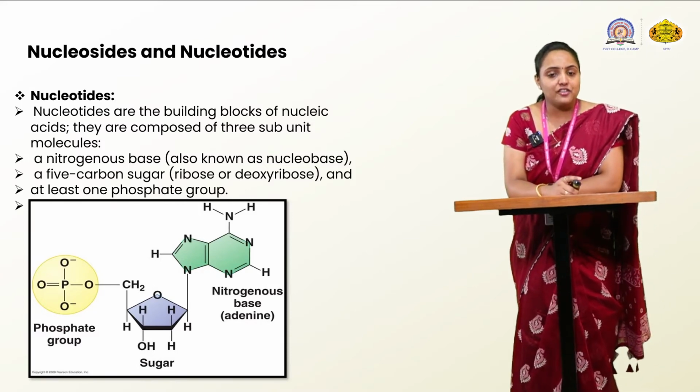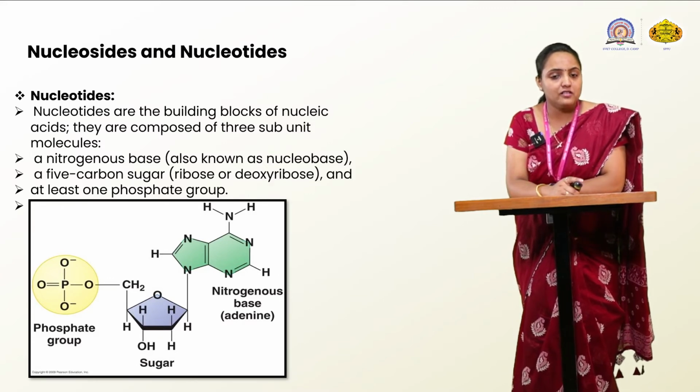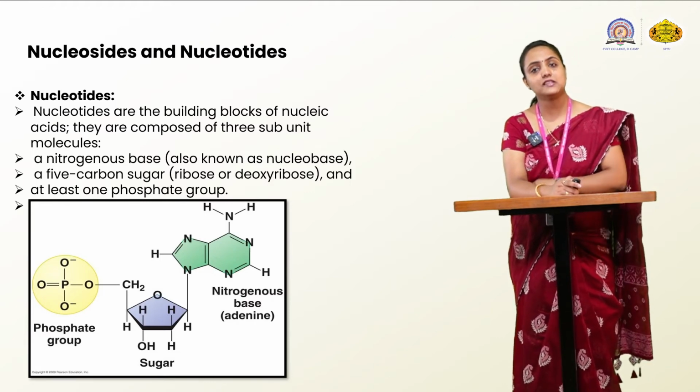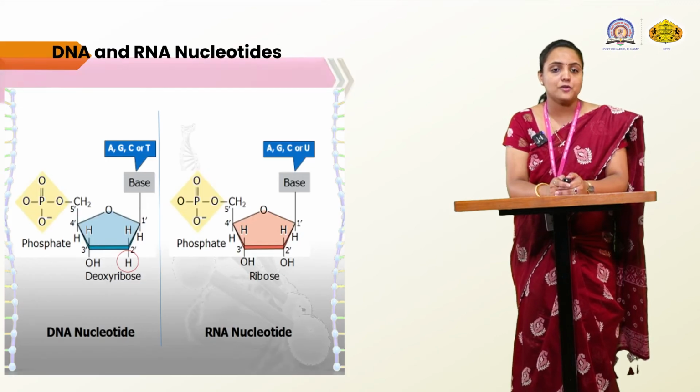So you can see in the figure, at the 9th position of the purine of adenine, a bond is formed at the first position of a sugar, and at the 5th position of the sugar molecule, a phosphate group is attached by a phosphodiester bond. So this is a nucleotide, which comprises 3 components: a nitrogen base, a 5-carbon sugar, and at least 1 phosphate group.